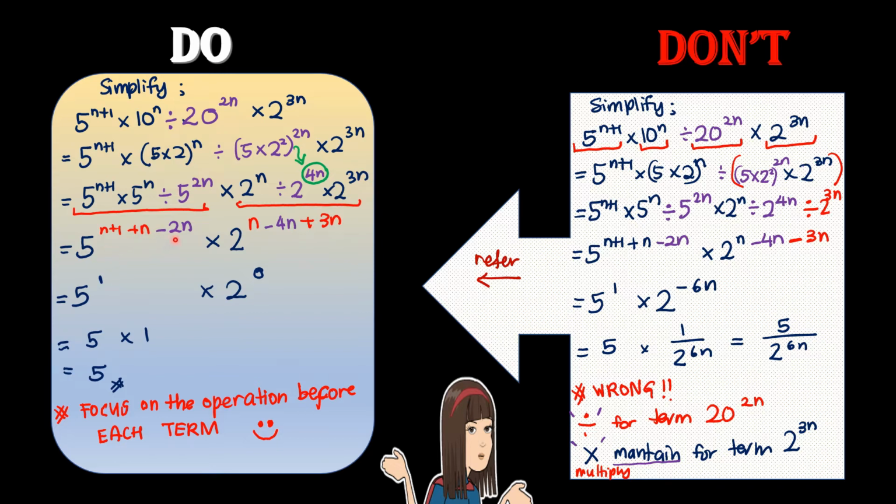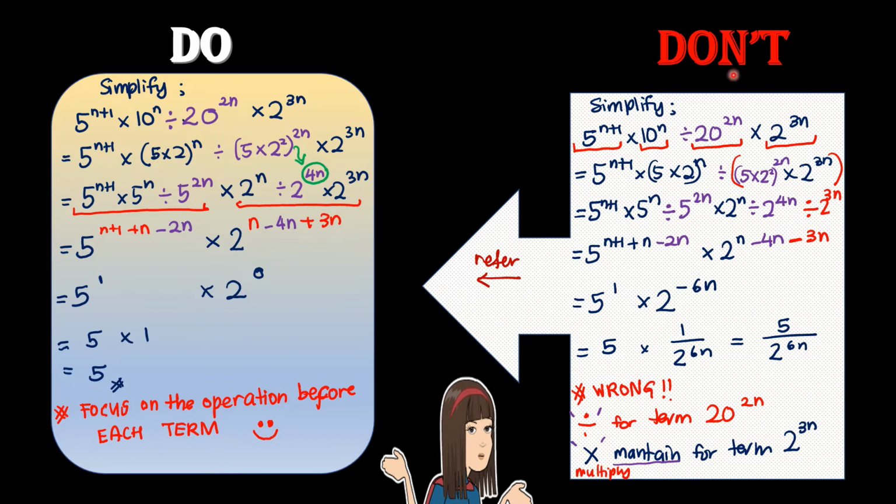Okay, so you combine all the 5s and all the 2s together. Alright, remember this one: base multiply base, the powers can add. Base divide base, the powers can deduct. Alright, so you get your answer. Alright, focus on the operation before each term.